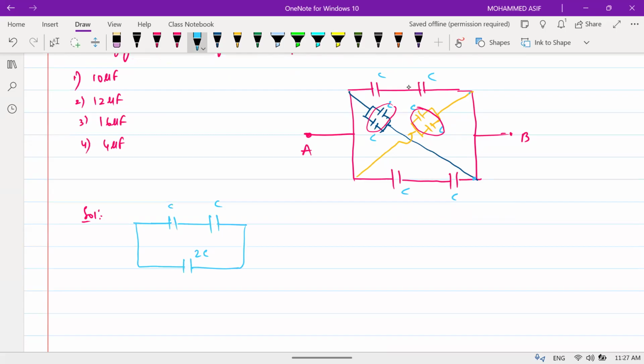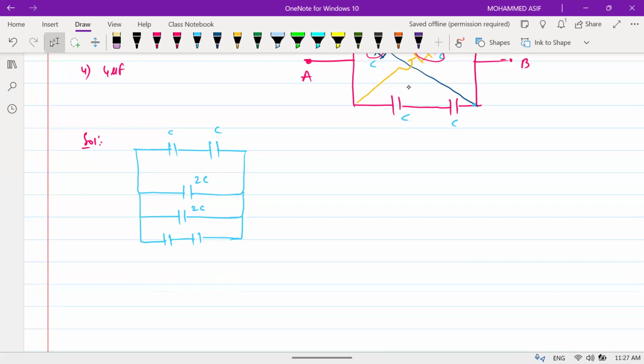Then the below one is also the same thing. Here it is right now C and C. This will be your 2C. And below there is one capacitor like this here. Okay. And this one is C, and this one is your C. And this is your terminal A, and this is your terminal B.